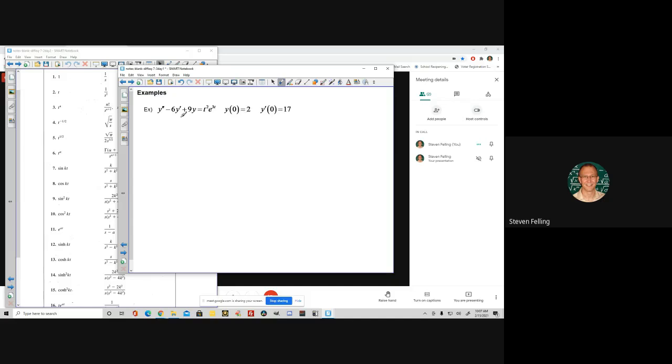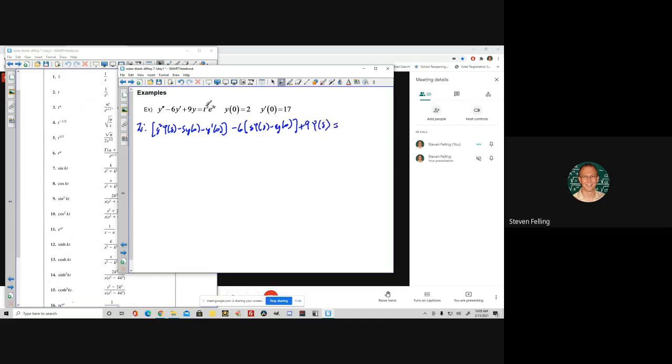So let's start with the Laplace transform of everything. We know that the second derivative, y double prime, becomes s squared Y(s) minus s y(0) minus y prime(0). And then we have to subtract 6 times the first derivative, which is s Y(s) minus y(0), right? And then we have plus 9 times y, which becomes Y(s). And then I have this right-hand side.